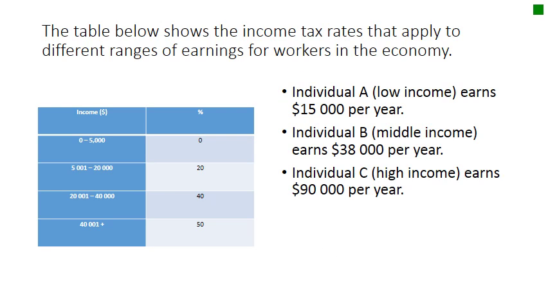The table below shows the income tax rates that apply to different ranges of earnings for workers in the economy for a particular country. One student asked, is this sort of in line with what we might see? It's not far away from, for instance, what Canada has, where the top income tax bracket is earning 48%, and in this table it's 50%. So we're going to deal with a low income, a middle income, and a high income earner, and we're going to see how we allocate their salary to the different tax brackets and see how they pay at the different tax rates.